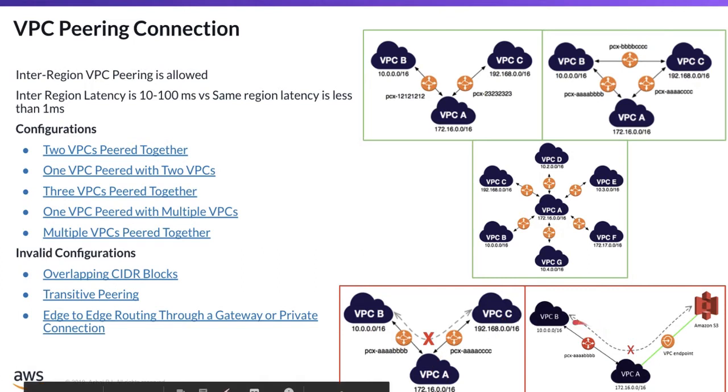Yes, it's a similar pattern with edge to edge routing through gateways as well. If you have VPC-B and VPC-A connected through a peering connection, and VPC-A connected to S3 via endpoints, VPC-B cannot connect to S3 directly. So this is also an invalid configuration.